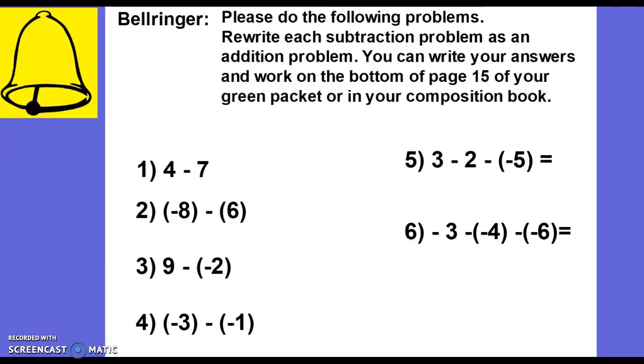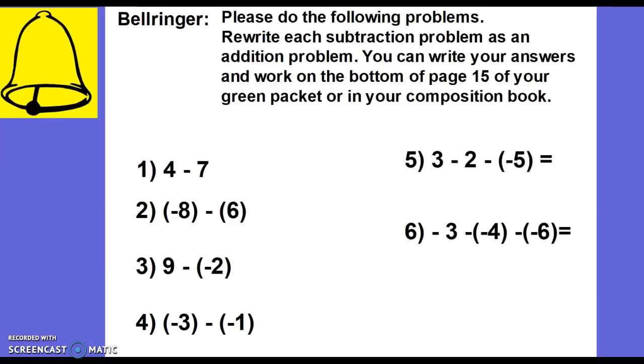What I'd like you to do is open up your green packet. We're going to be working in there first. And I'd like for you to turn to page 15. At the very bottom of page 15, there's an open space, and I'd like for you to do these bell ringer problems down there. You can copy the problem, and I want you to rewrite it as a subtraction problem, and then solve it.